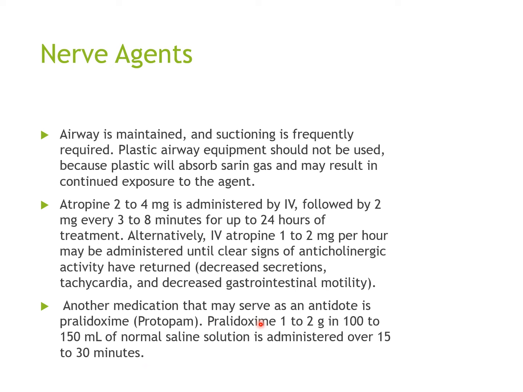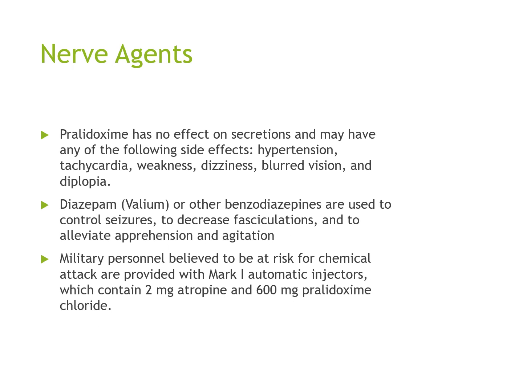They can also give another medication known as Protopam. This one is given 1 to 2 grams in 100 to 150 mLs of normal saline, administered over 15 to 30 minutes. This particular medication has no effect on secretions and may have any of the following side effects. Side effects from the Protopam include hypertension, tachycardia, weakness, dizziness, blurred vision, and double vision.